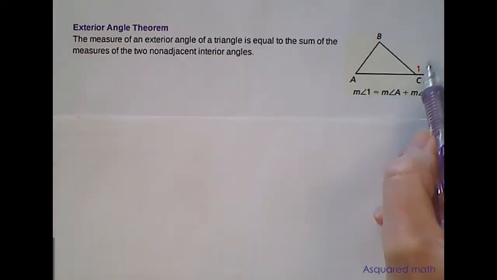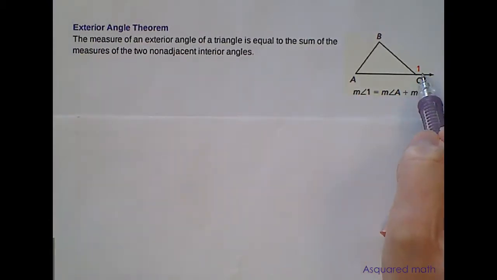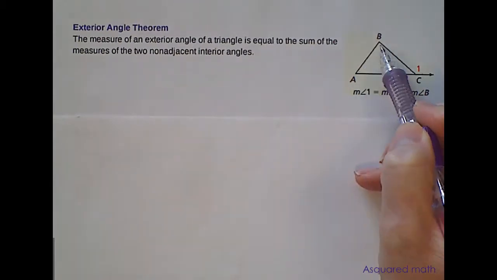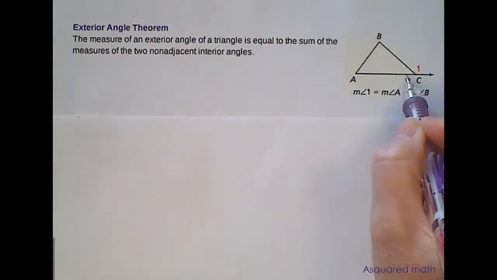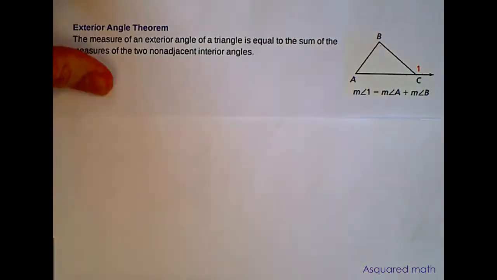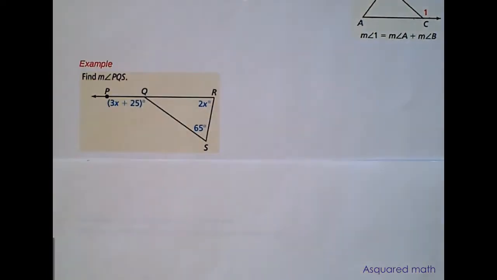In this picture, it's talking about angle 1 as the exterior angle, and the non-adjacent angles are A and B. Non-adjacent meaning not next to. Angle ACB is the one that is next to angle 1, or its linear pair. If we take a look at, well, let's first take a look at the example we just did here.